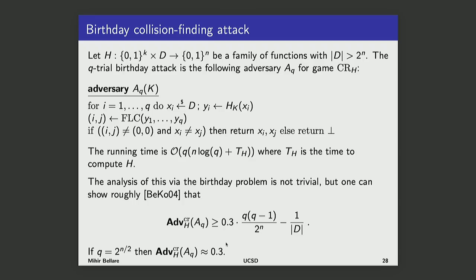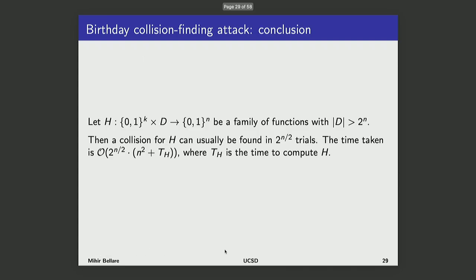The salient point then is once q hits about 2 to the power half of this value here, you will have an advantage that's a constant, and that's viewed as a break. So we have a conclusion from this, which is that you can find a collision on an n-bit output hash function in about this much time or this many trials, where a trial means a computation of h itself. The important thing is this is 2 to the power half of this output length. If you have 128 bits here, it's 64. If you have 256, it's 128.